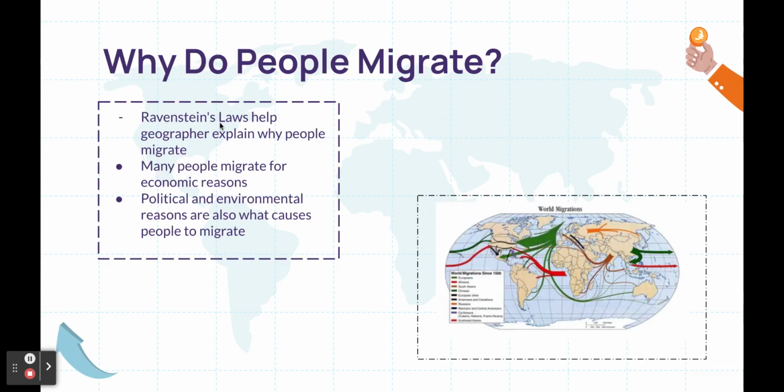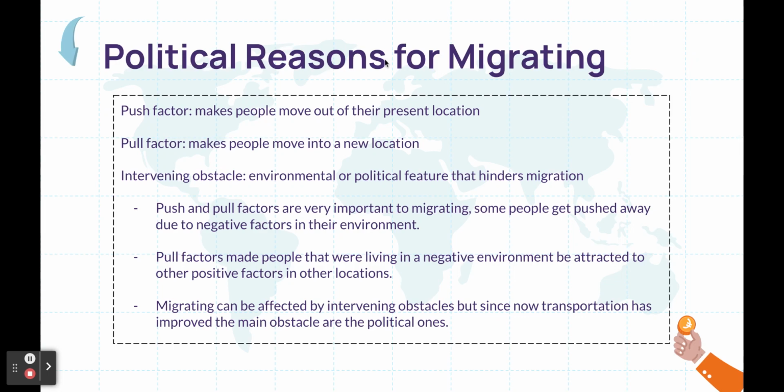Chapter 3, Key Issue 3. Why do people migrate? According to Ravenstein's laws, these laws help geographers explain why people migrate. Many people migrate for economic reasons and also political and environmental reasons. Push factor makes people move out of their present location. Pull factor makes people move into a new location. Intervening obstacle: an environmental or political feature that hinders migration.